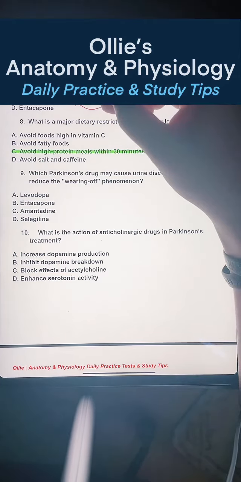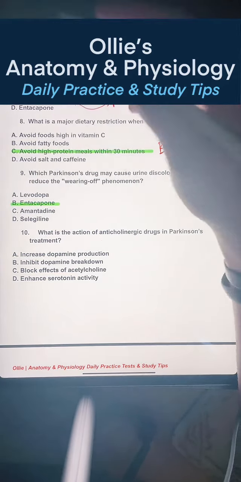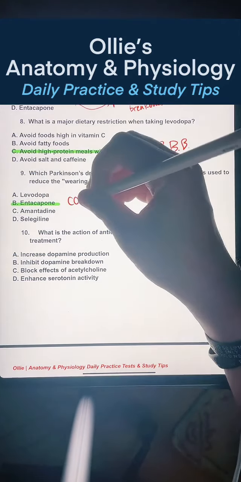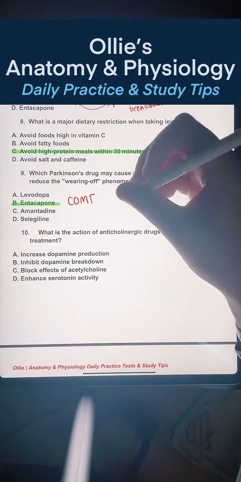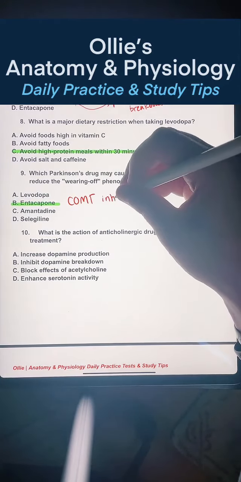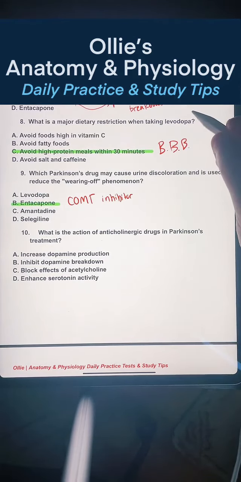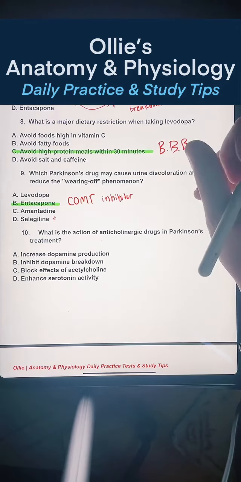Number 9 is B, a COMT inhibitor. It extends levodopa's effects, and it could cause orange and brown urine. Levodopa, that's the core drug, so it's not specifically linked to discoloration. C, it's for dyskinesia and flu-like symptoms, and this one doesn't cause that effect.